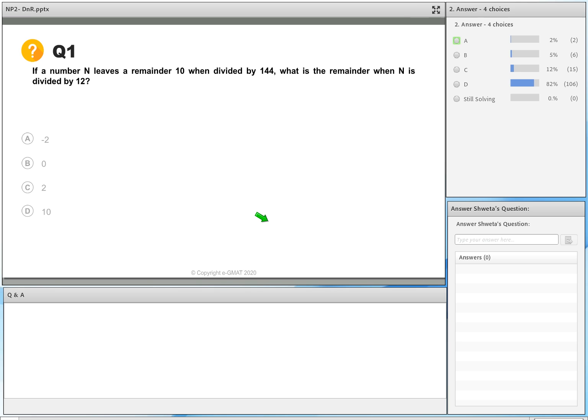Now, this question, you had a number n, which you didn't know, which left a remainder of 10 when divided by 144. And the question was, what is then the remainder when n is divided by 12?